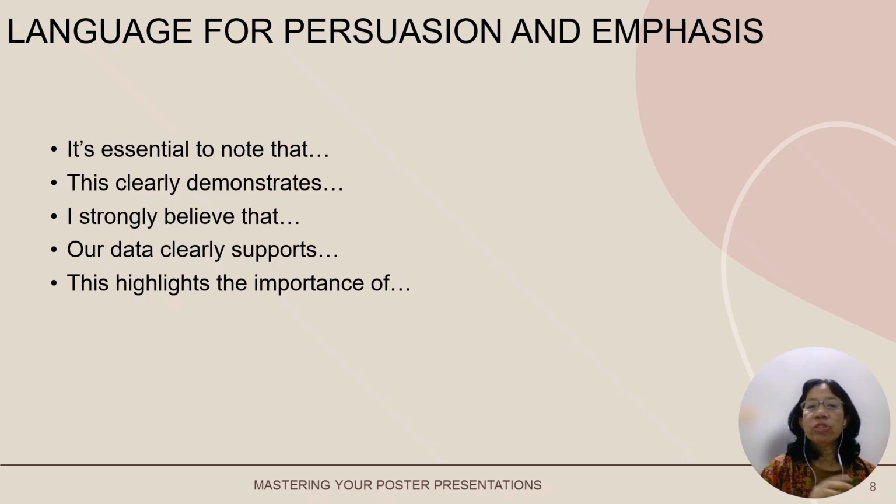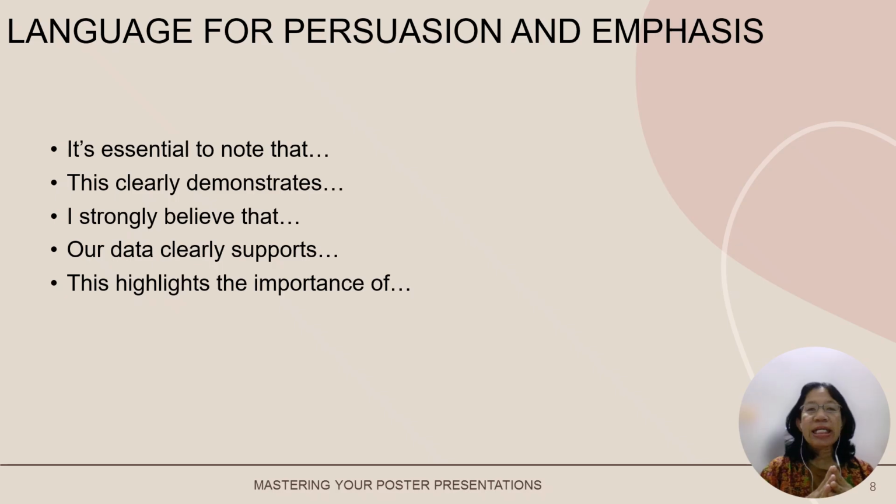Your audience needs to know that your claims are backed by solid proof. Use strong data-linked verbs to connect your conclusions directly to your results. You can do this by using this phrase: "This clearly demonstrates." This is powerful language that leaves little room for doubt regarding your interpretation. Or, "Our data clearly supports." This emphasizes the objectivity of your findings, reinforcing your professional credibility.